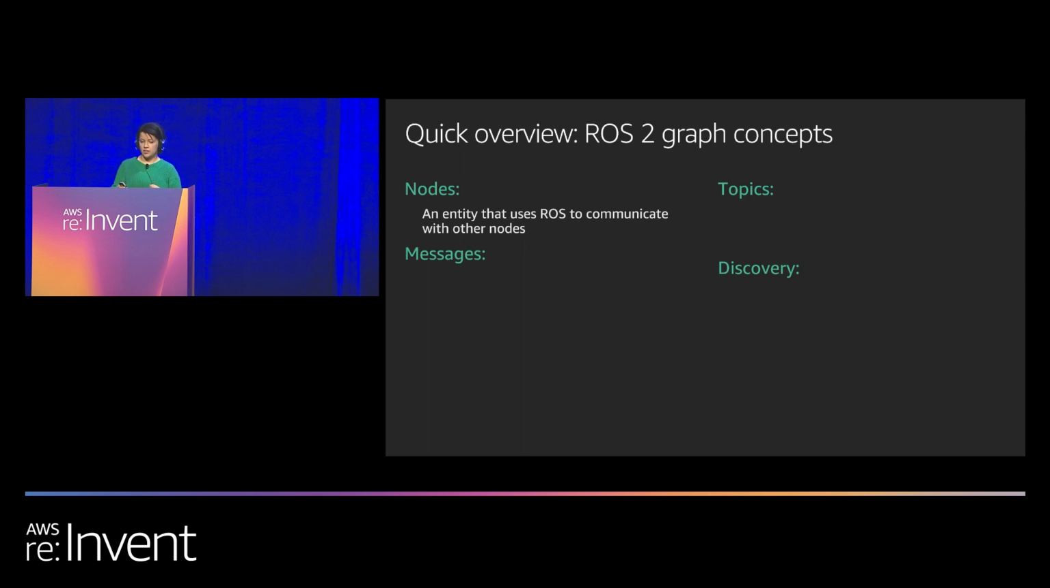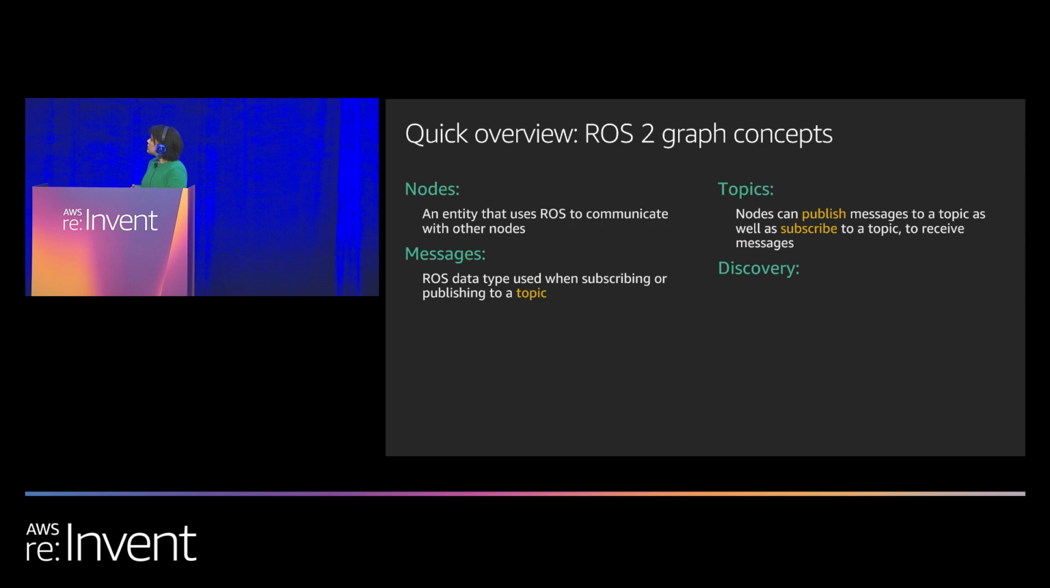And then messages are basically just any ROS data type that are used when subscribing or publishing to a topic. And as far as topics, a node can publish messages to a topic, or it can subscribe to a topic and receive messages. And discovery is actually the name of the process through which the nodes discover each other, hence the name discovery, and are able to communicate and talk to each other.